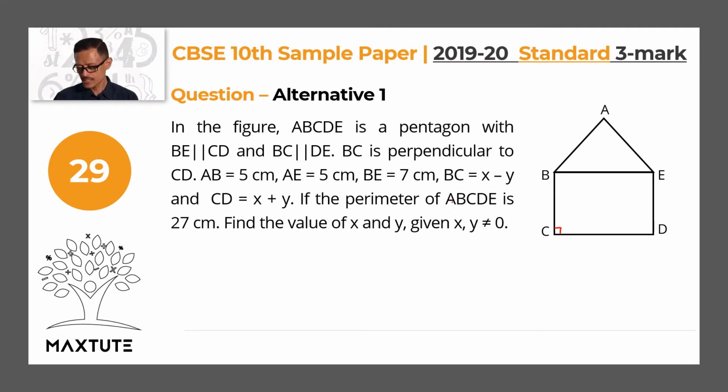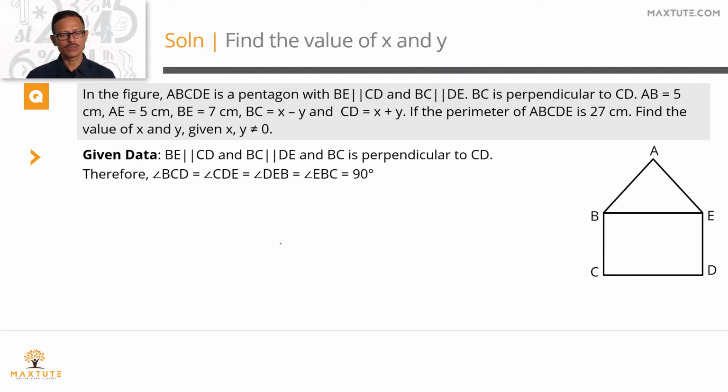They mentioned BC is equal to x minus y, and CD is equal to x plus y. They informed us that the perimeter of this pentagon is 27 centimeters. We need to find the value of x and y. Let's get started. Let's just jot down each of the information given to us.